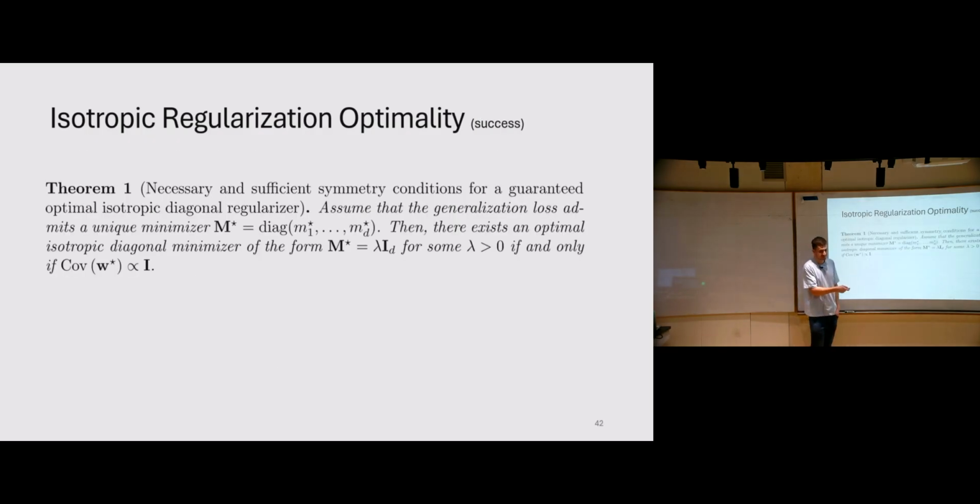So when does it succeed? We derive not only sufficient conditions, but also necessary conditions for the isotropic regularization to succeed. There exists an optimal matrix of the form M star equals lambda times identity for some lambda greater than 0, if and only if the covariance of W star is proportional to identity. So if the covariance of W star is not proportional to identity, then M star will not be lambda times identity. And if M star is not lambda times identity, then necessarily the covariance of W star is not proportional to identity, if we have a unique minimizer.